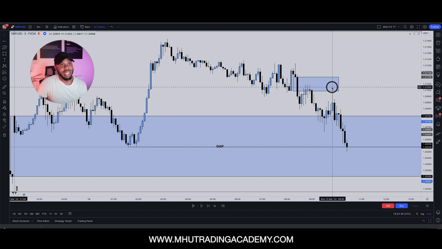After coming back to our entry here, then price gets to our area of relative equal lows, where this is where I take partial profits. I'm going to go ahead and play that part for you right now.